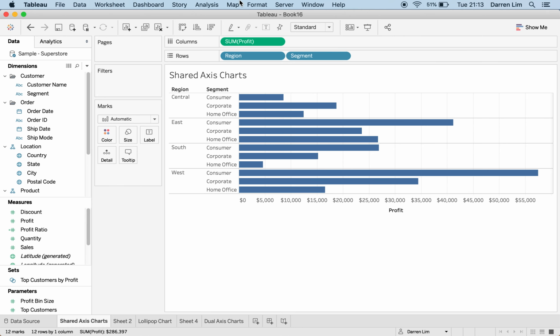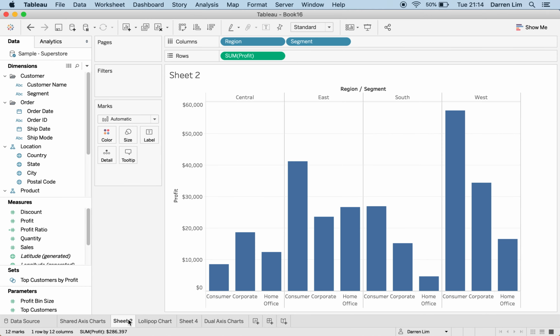A shared axis chart is made out of three views. Firstly, we have the measure. Next, we have two categories side by side. What this tells Tableau is that we will have segment on one, this is segment here, and we will also have region on the other. So when you look at the bars here, it really becomes the amount of profit for the consumer segment in this particular region. So let's take a look at how do we build a shared axis chart.